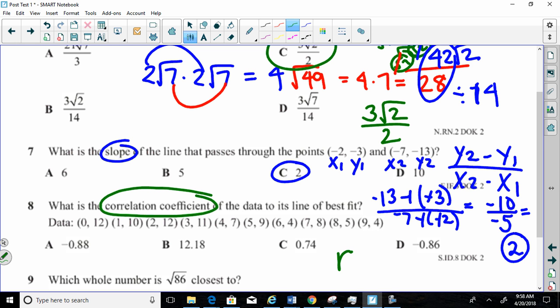Remember R, the correlation coefficient? A is your slope. Yep, there it is right there. So it's R. Make sure -1 means a strong negative correlation, and +1 means a strong positive correlation.